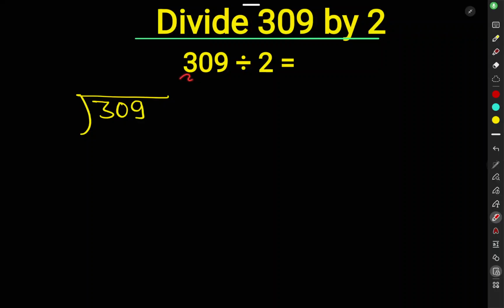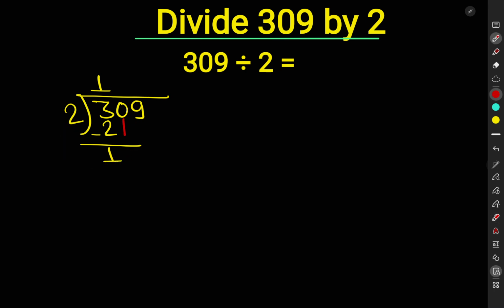Here we divide 309 by 2 in long division method. So 2 times 1 means 2. On subtracting we get 1. So now this 1 is less than 2.